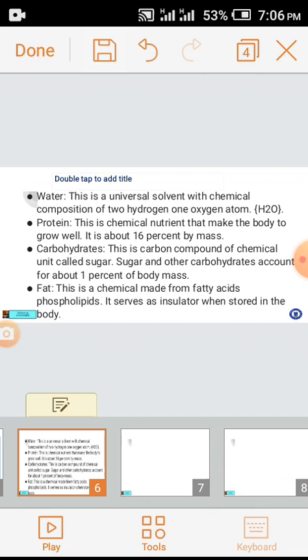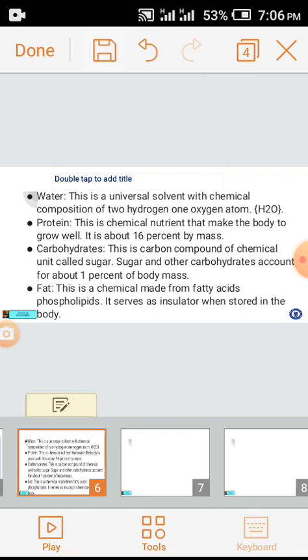Now, when we say water, water is a universal solvent, and when we say universal solvent, it means it is something that dissolves other things. This is a universal solvent with a chemical composition of 2 hydrogen and 1 oxygen atom.